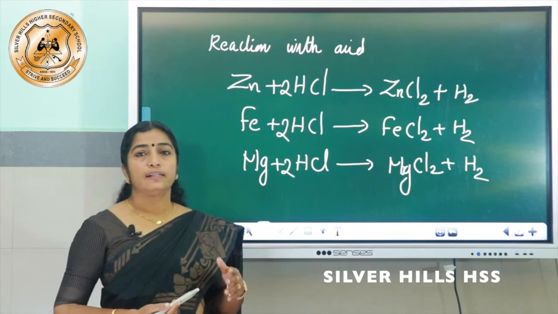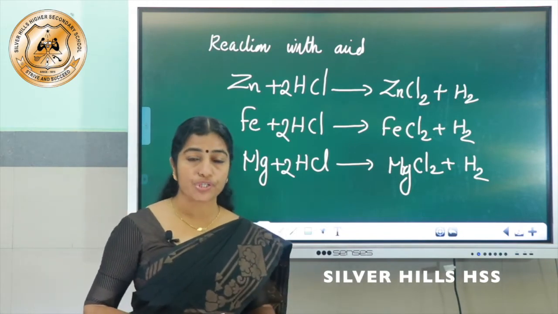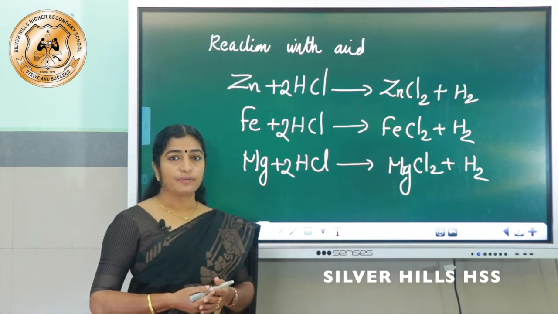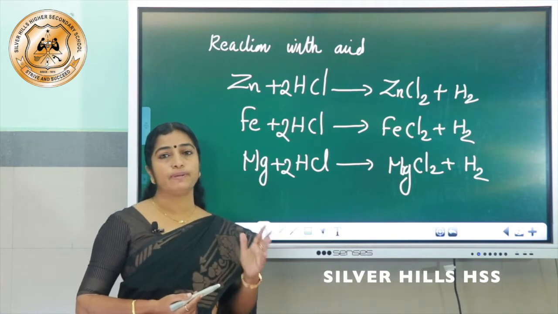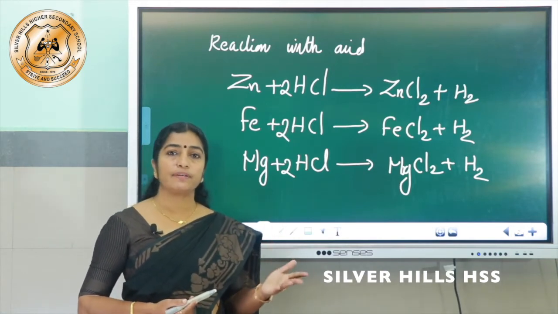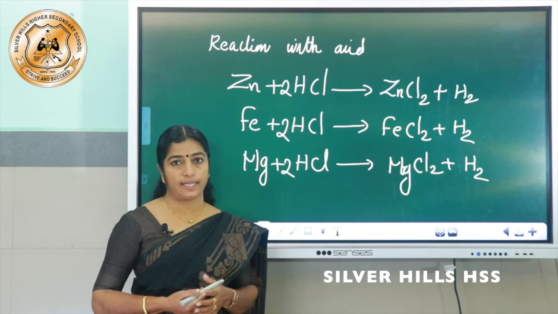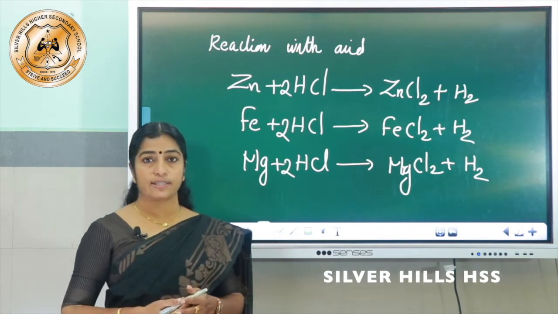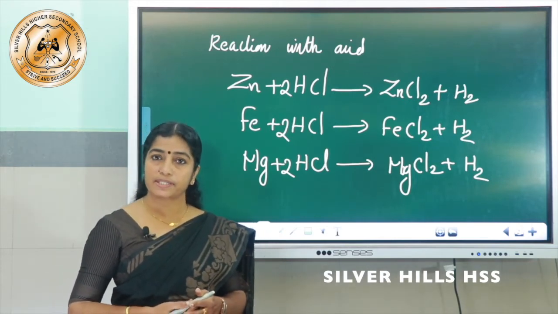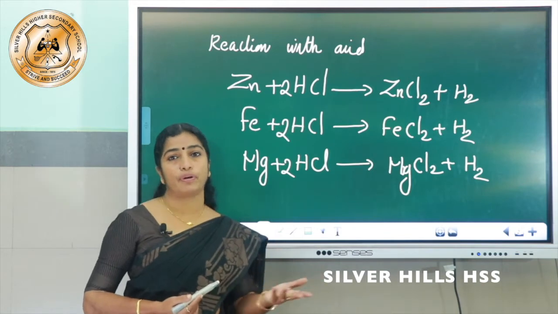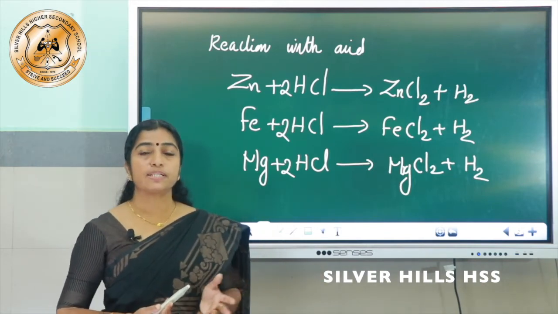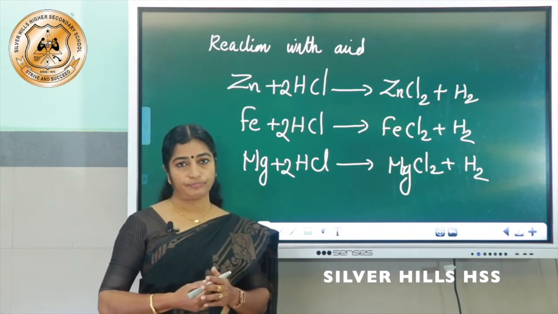Then children, do you know what is meant by corrosion of metals? Corrosion of metals means the metals react with the components present in air, like oxygen, moisture, and carbon dioxide, and form new products. This process is known as corrosion.